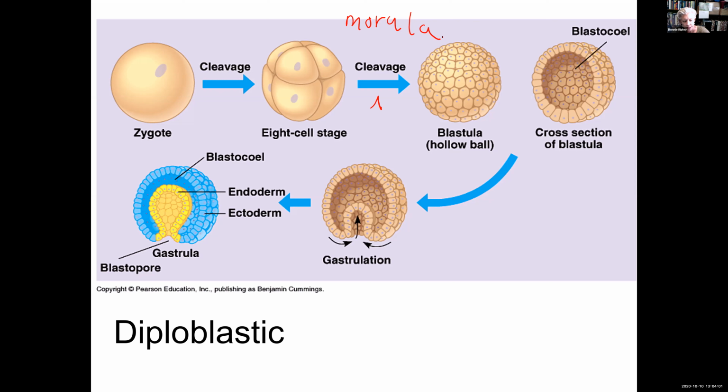The morula is where we have enough cells that it forms a solid ball. It's like all the cells are just packed together. And as cleavage continues, the cells are going to get small enough, and they're also going to organize themselves so that they're around the edge of a circle and there's a hollow space in the middle. That hollow ball of cells is going to be called a blastula. That hollow space in the middle is going to be called the blastocoel.